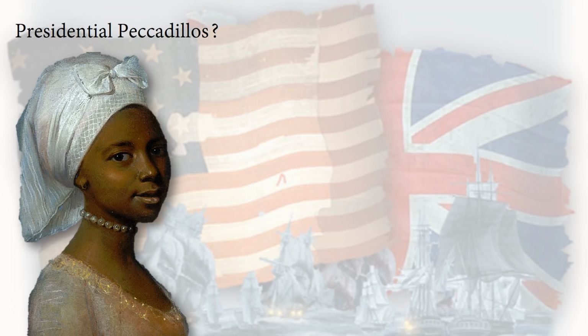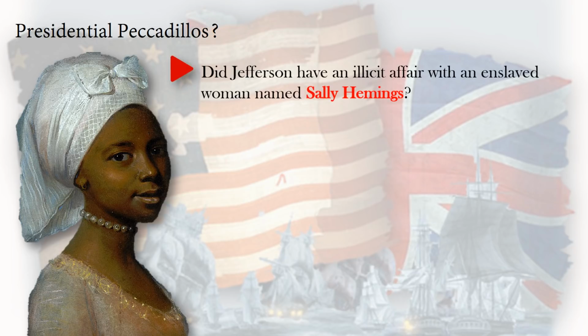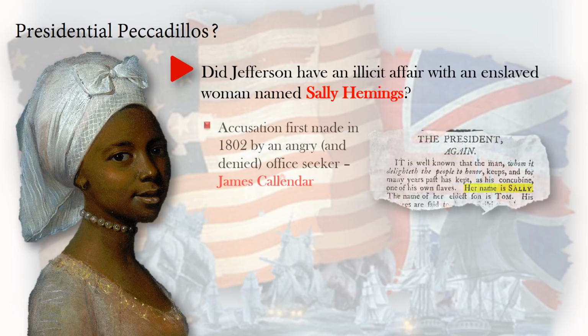We're going to turn our attention now to a part of Thomas Jefferson's life that he would probably prefer remained buried somewhere, and that is to address the question, did Thomas Jefferson have an illicit affair with an enslaved woman, his enslaved woman named Sally Hemings? Well, the first accusation was actually made in 1802 by an angry and denied office seeker whose name was James Callender, who published the suggestion that Jefferson was having a sexual affair with an enslaved woman, and her name is Sally, he writes.